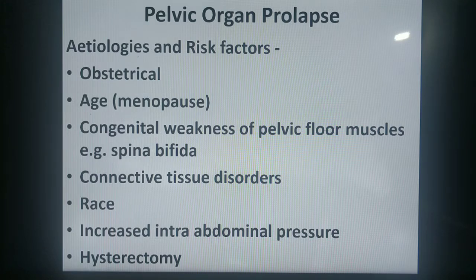So there are different risk factors and etiologies for pelvic organ prolapse, of which obstetrical risk factor is the most important risk factor. Other ones are increasing age, especially after menopause, congenital weakness of pelvic floor muscles, connective tissue disorder, racial differences, and increased intra-abdominal pressure, which is one of the most important causes, and hysterectomy per se.